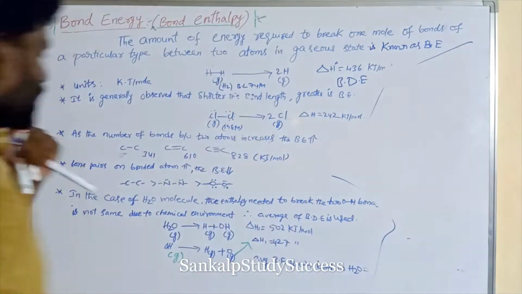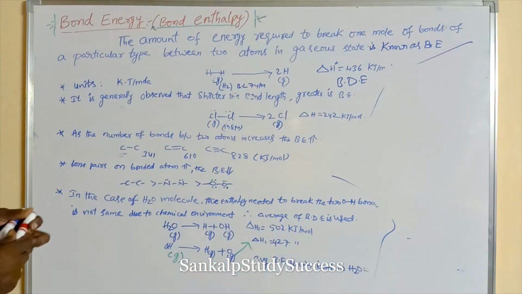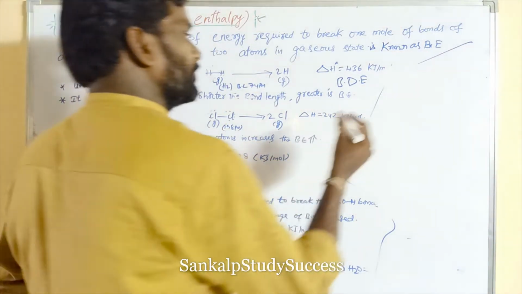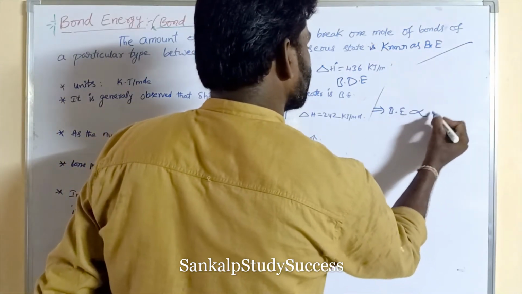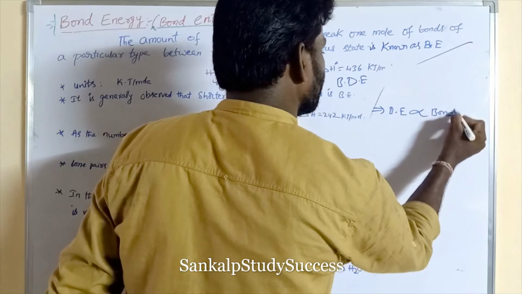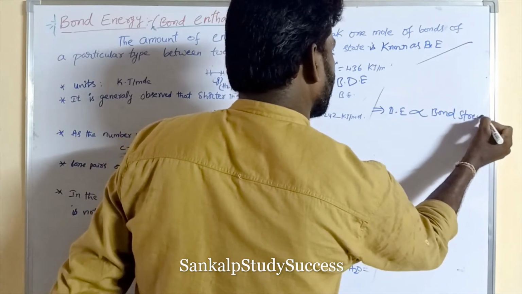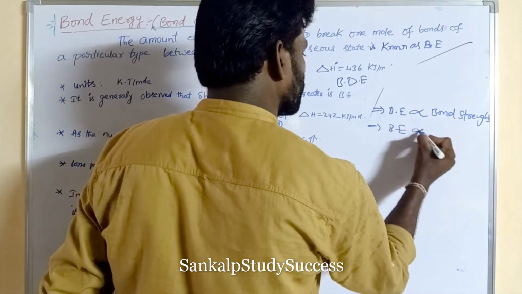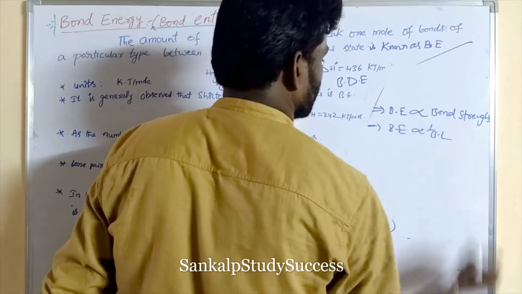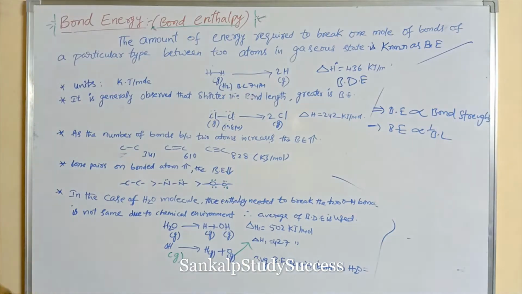Next, bond energy is directly proportional to bond strength, and bond energy is inversely proportional to bond length. Bond energy is inversely proportional to bond length.